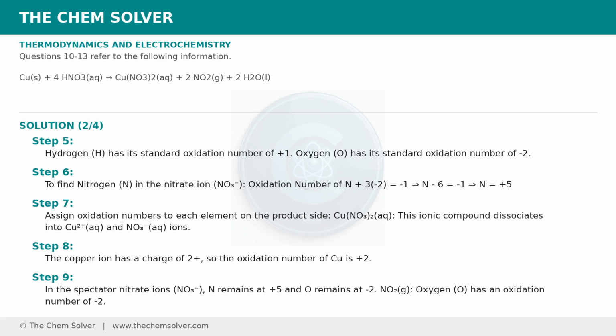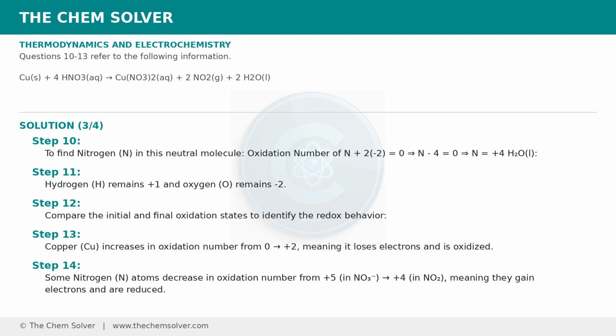NO2. Oxygen, O, has an oxidation number of -2. To find nitrogen, N, in this neutral molecule, the oxidation number of N + 2(-2) equals 0, therefore N - 4 is equal to 0, therefore N equals +4. H2O. Hydrogen, H, remains +1 and oxygen, O, remains -2.